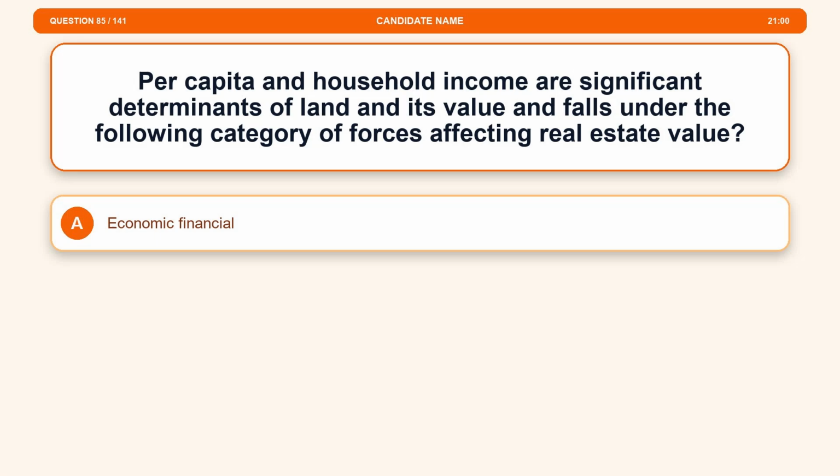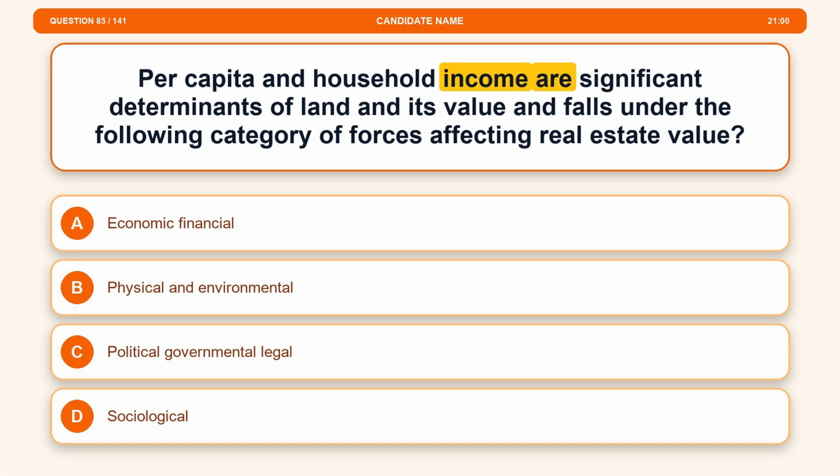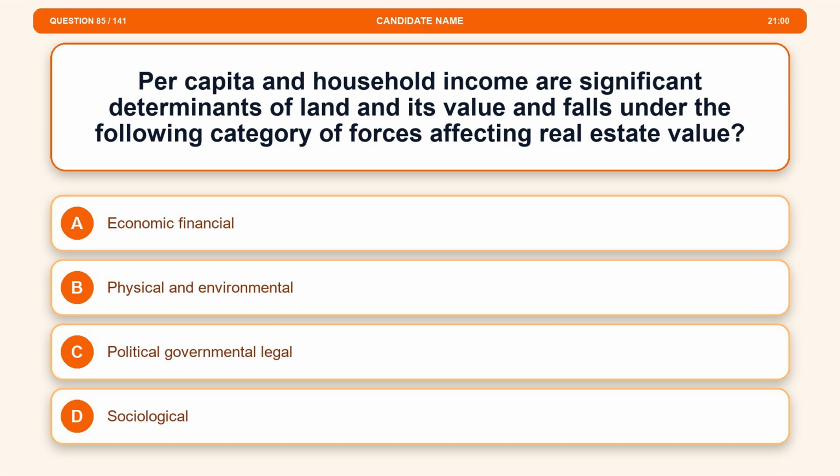$72.80. Question 85. Per capita and household income are significant determinants of land and its value and fall under the following category of forces affecting real estate value. Option A, economic financial. Option B, physical and environmental. Option C, political governmental legal. Option D, sociological.